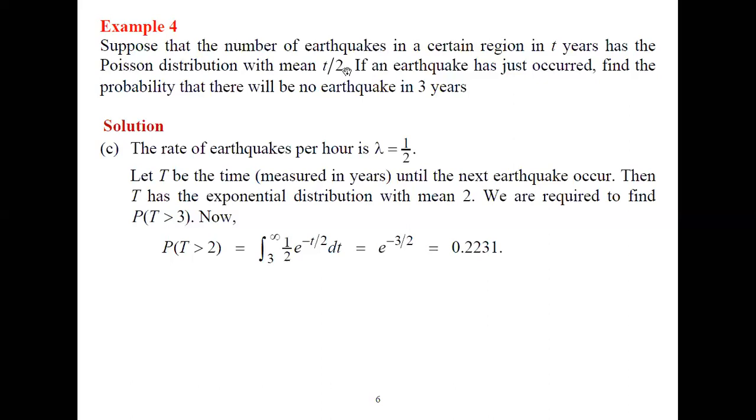If you are dealing with years, then you are dealing with the rate per year. So the rate per year, when T is equal to 1, will be 1 over 2. So that's why I wrote that the lambda here is equal to 1/2. Lambda is always the rate per unit time. Note that. So the rate for 2 years will be 2/2. The rate for 3 years will be 3/2. That's lambda t. So it means our lambda here is 1/2.